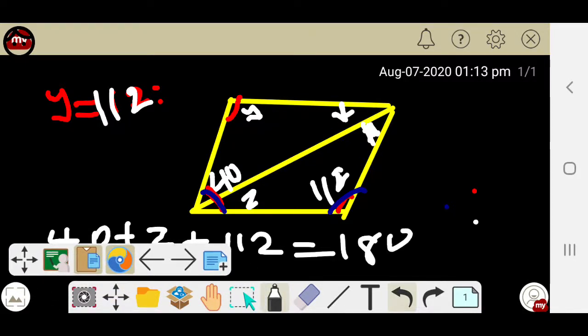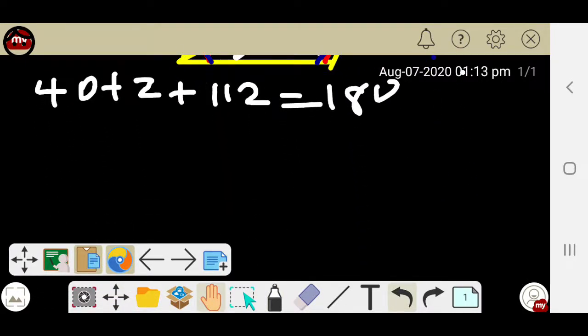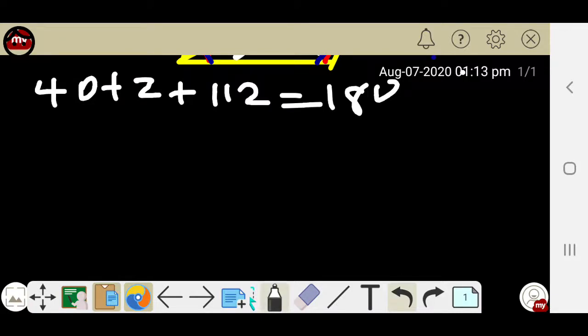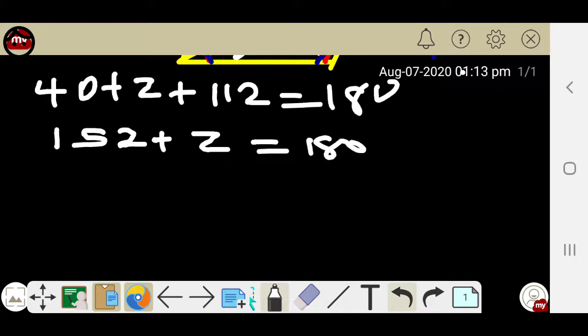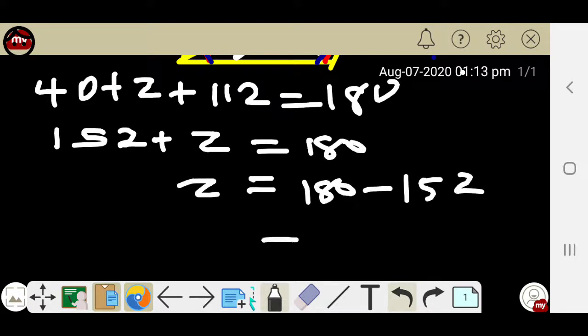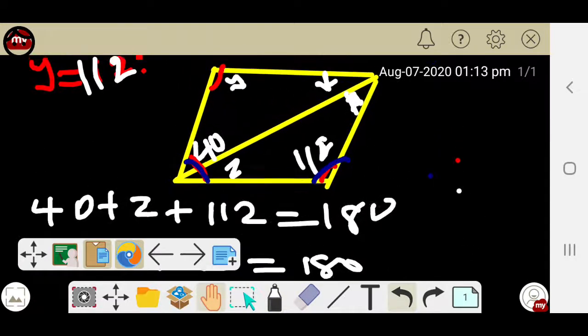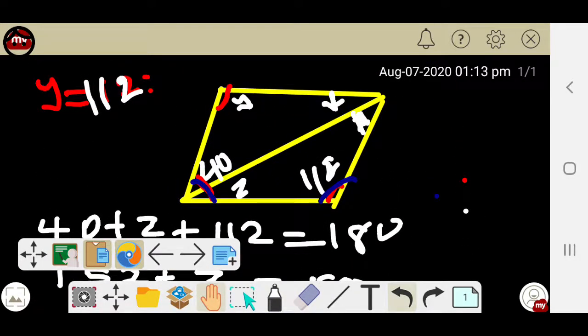Okay. Then 152 plus z equal to 180. So z equal to 180 minus 152, 28 degrees. So z equal to 28, y equal to 112. Then we have to find out what is x. Yes, we got z equal to 28.